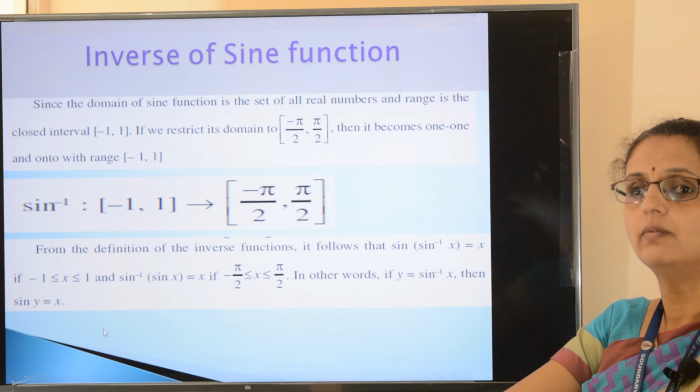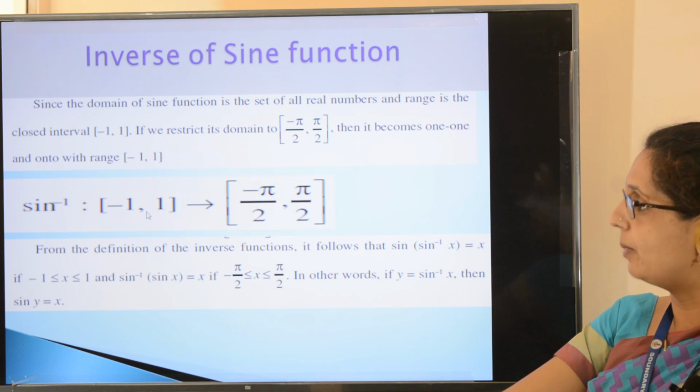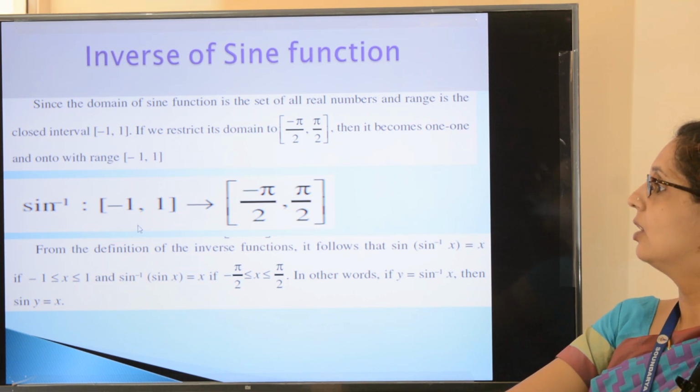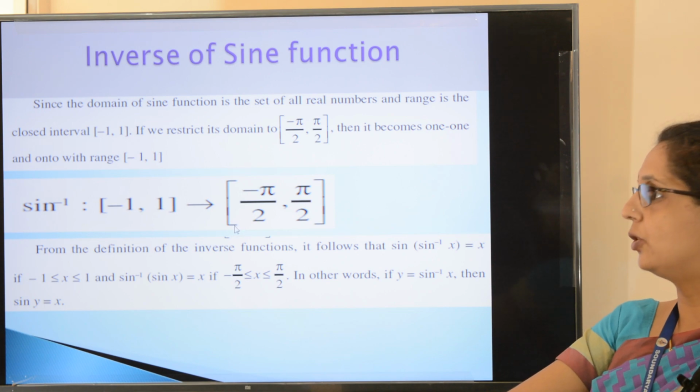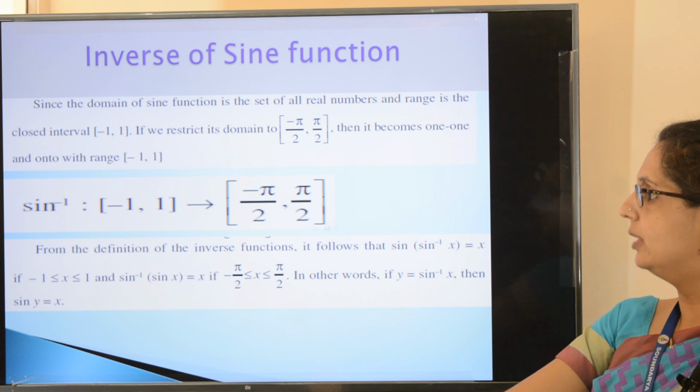So for example, if we have a question, define inverse of a sine function. How to define the inverse of a sine function: its domain is closed interval from -1 to +1 and its range is -π/2 to +π/2. If we write only this much, that is enough.